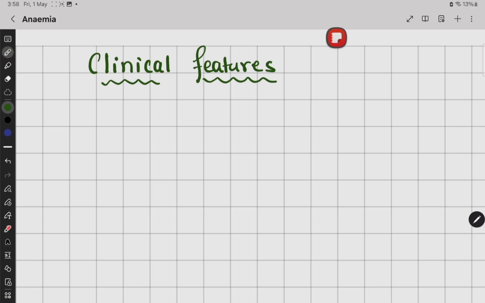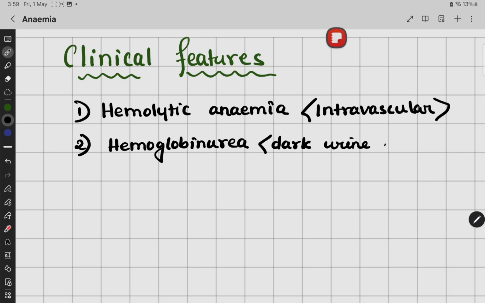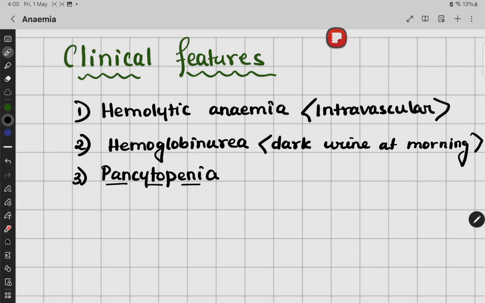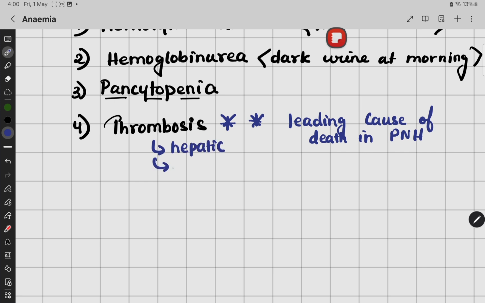Now, let's look at the clinical features. We already know there will be hemolytic anemia, which will be intravascular. Next, there will be hemoglobinuria, which means we will find dark urine in the morning. Then we will have pancytopenia, which means there is a reduction in all three major types of blood cells in our body. Next, there can be thrombosis, which is the leading cause of death in PNH. Thrombosis can happen in hepatic veins, portal veins, and in cerebral veins.